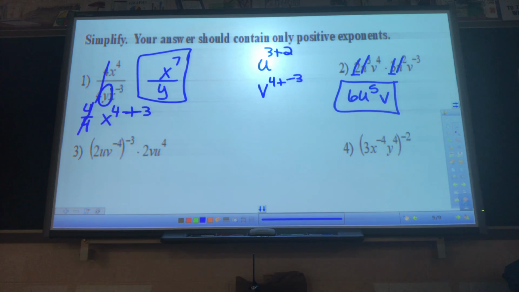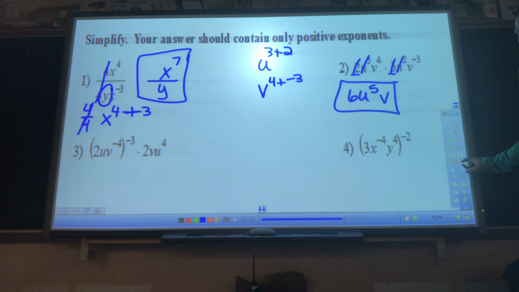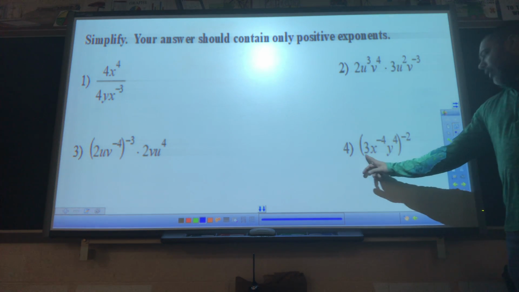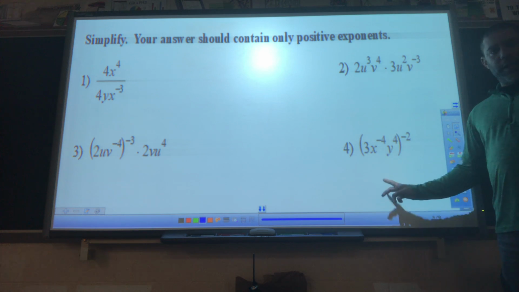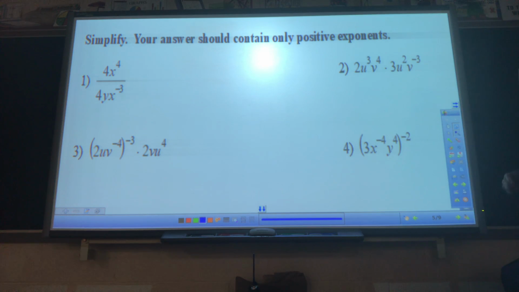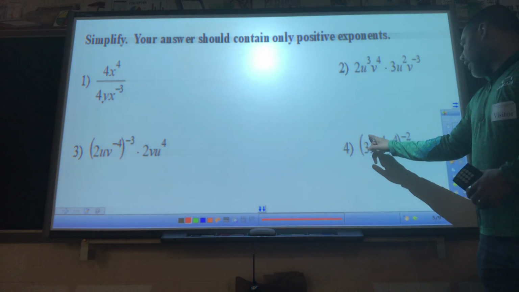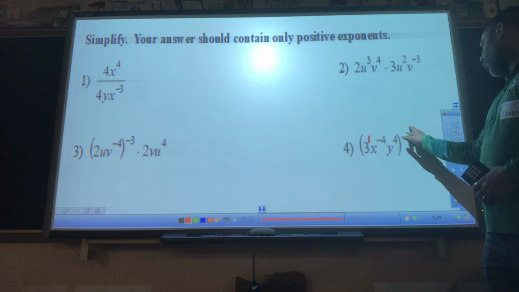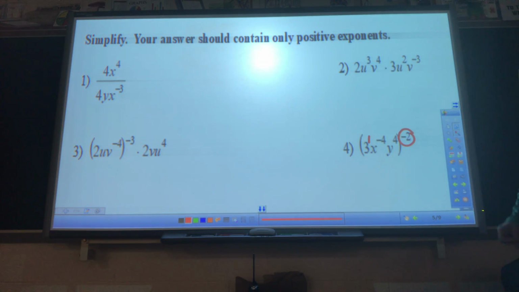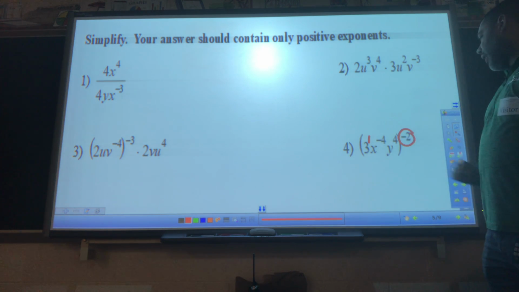Now, number 3 is a combination problem. Okay? So I'm gonna skip going over that one here for a second, and I'm gonna go over number 4 first. Okay, for number 4, notice this is a monomial. Okay? I'm gonna do the power property with this. This is the power property. So for each of these exponents inside this parenthesis, they're all getting raised to the negative 2 power. So I'm going to multiply each exponent by negative 2.